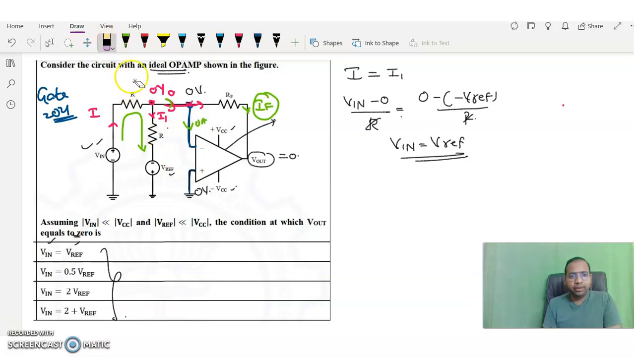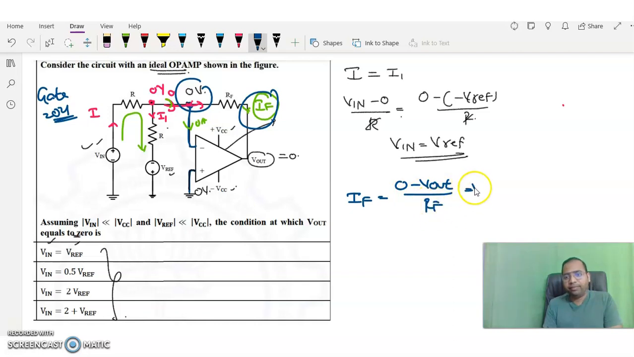Fine. Now whatever the current is here, I called it IF, right? So IF is equal to what I will get? Starting voltage is 0, ending voltage is Vout. So 0 minus Vout divided by RF, and from this we can write that minus Vout is equal to IF into RF. As per the given question, if Vout is equal to 0, then current also becomes 0, right? That means here also 0 and here also 0, there is no potential difference, and current flowing through this one also becomes 0.